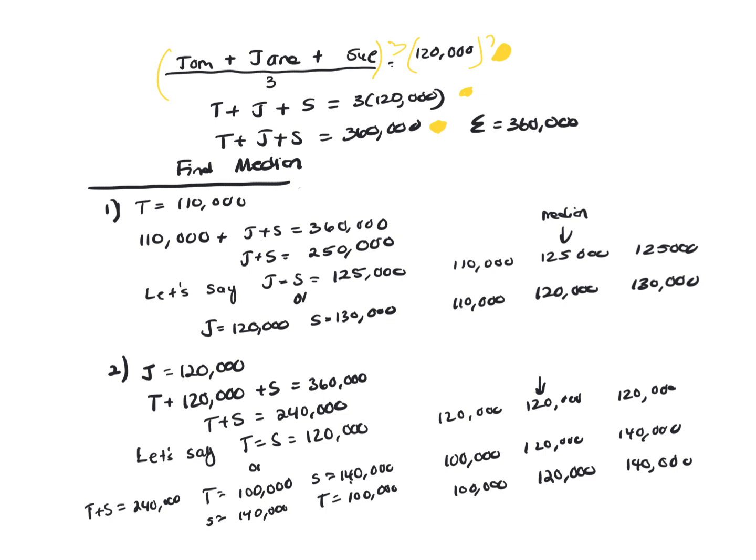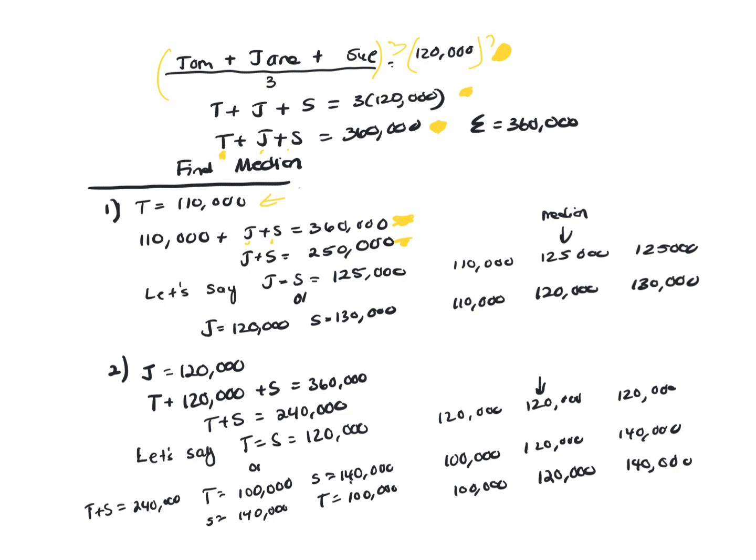Okay, so we know T plus J plus S equals 360,000. In clue 1, we have T, Tom, his is 110,000. So plug in 110 right here, and we get 110,000 plus J plus S. J plus S is $360,000. Subtract 110,000 from both sides, and you get $250,000. So J plus S is $250,000, and we know Tom is 110.